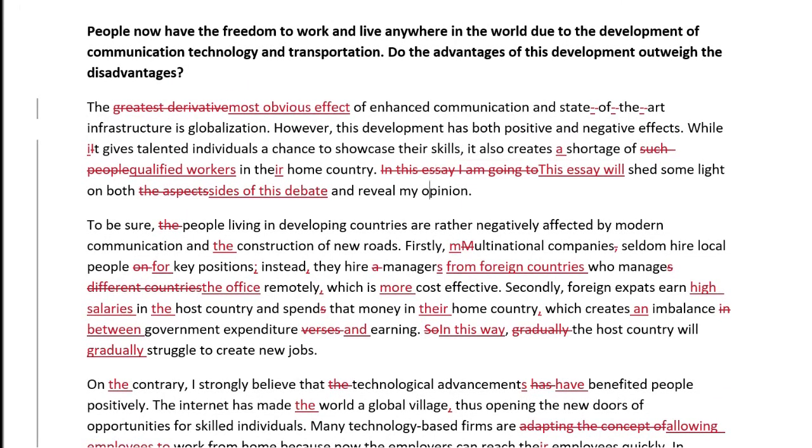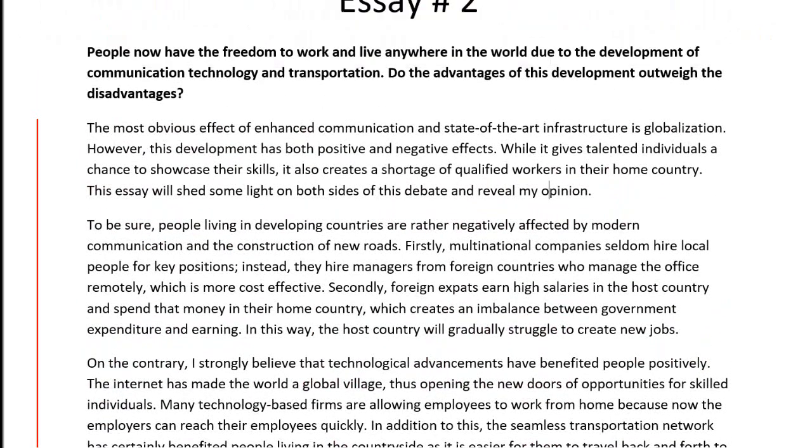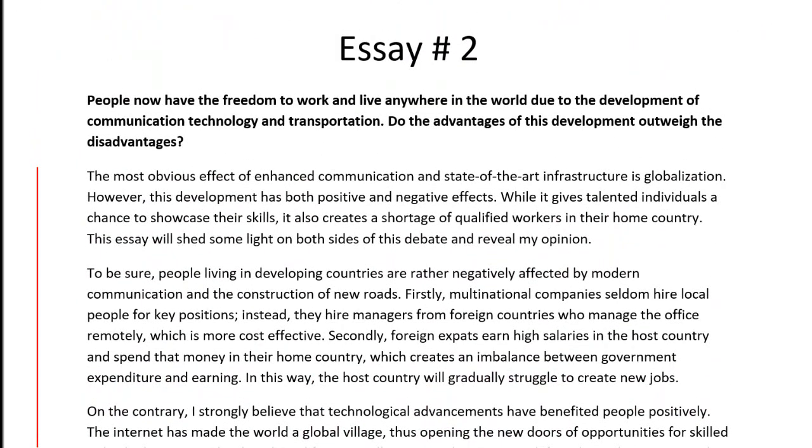But let me go ahead and turn off the, you can just see the kind of corrected version. And let's just look through and see if we can evaluate the task achievement and the cohesion and coherence here. So let's start with the introduction. The most obvious effect of enhanced communication state-of-the-art infrastructure is globalization, negative effects.